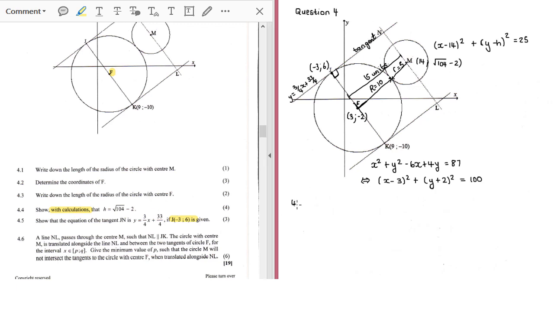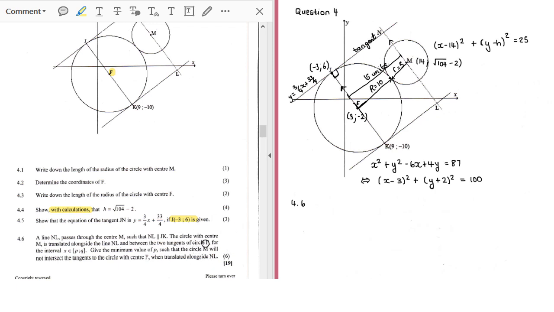On to the last question, question 4.6. We have a line NL that passes through the center M such that NL is parallel to JK. So we have this line NL, which is parallel to the line JK. We already know the gradient of the line JK, which means that we can easily take that gradient over if we need to.